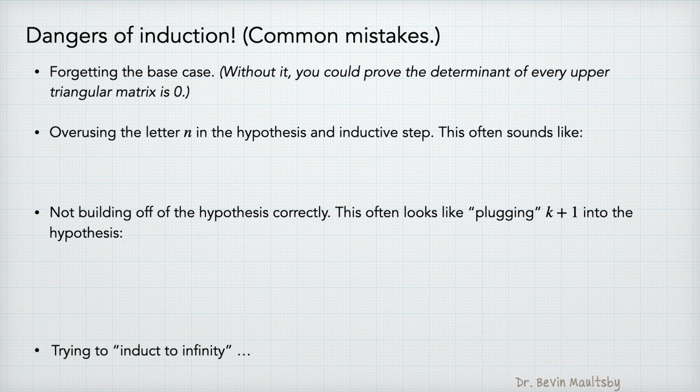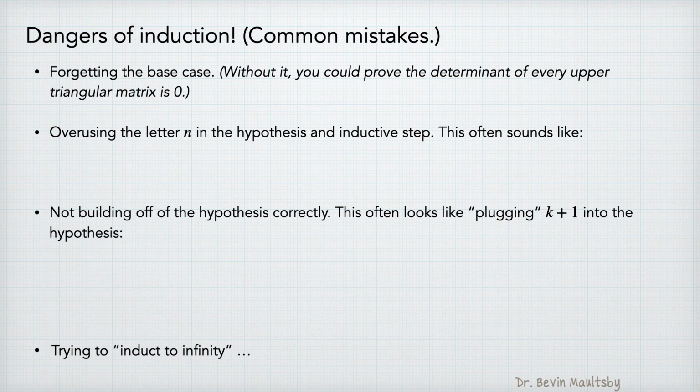If it was all right to leave out the base case, then I could falsely prove that the determinant of every upper triangular matrix is 0. You can take a moment to see if you can do that. And therefore, the base case is necessary. We must have the property true on the bottom rung of our ladder.